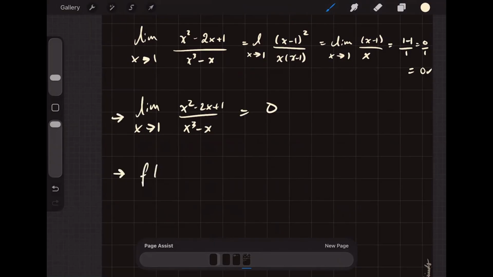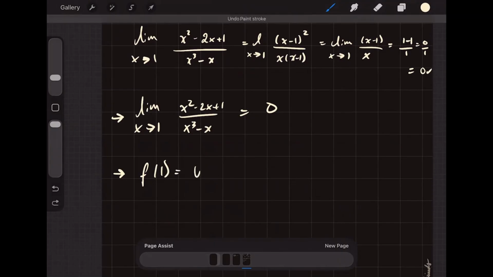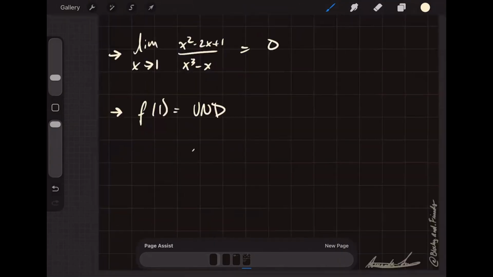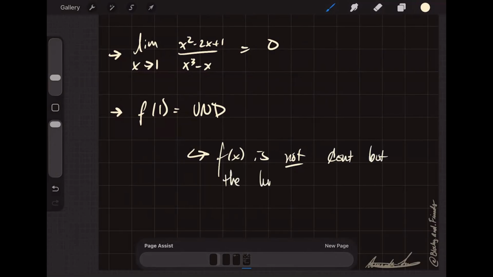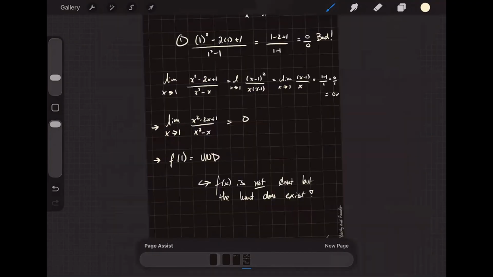F of 1 is undefined. F of x is not continuous, but the limit does exist.